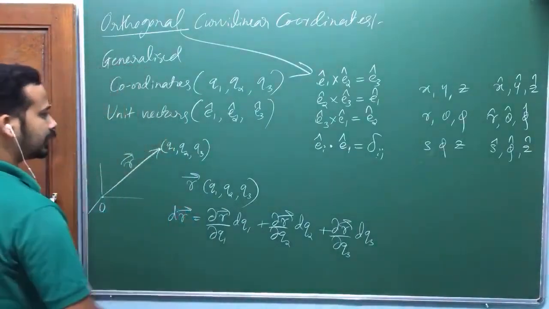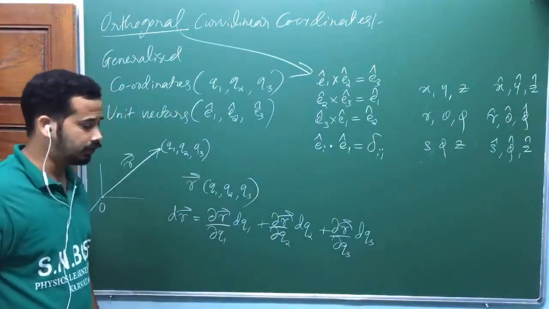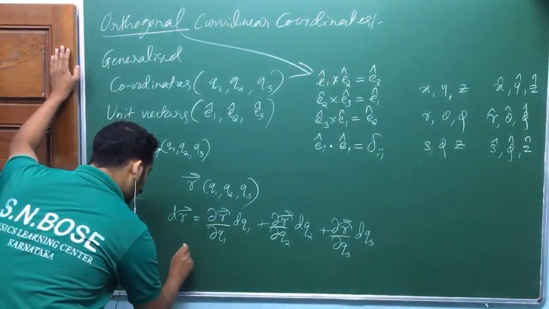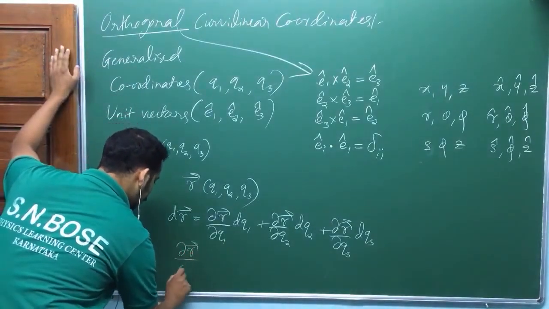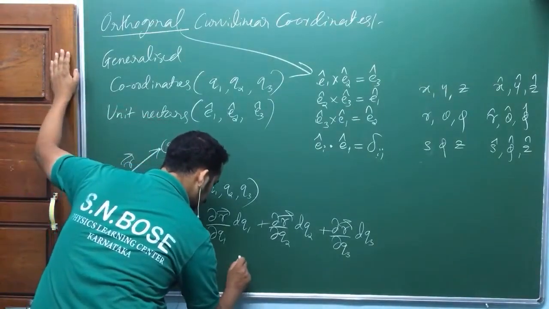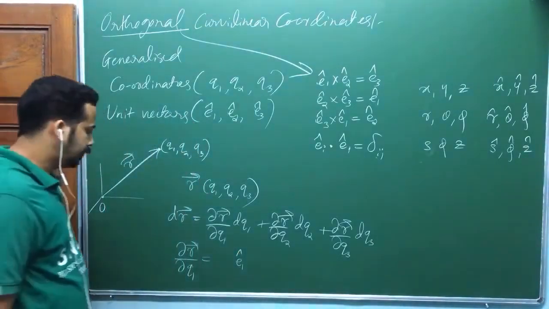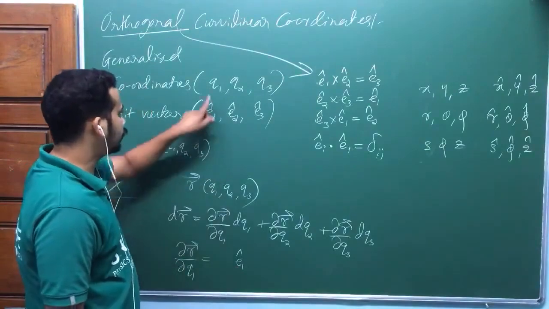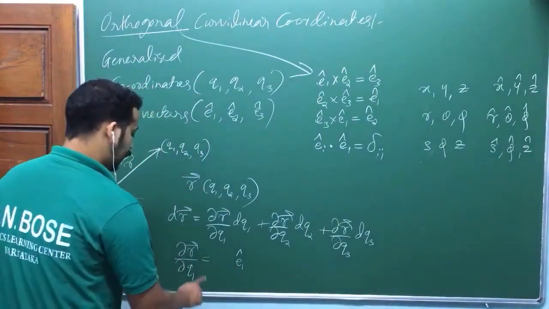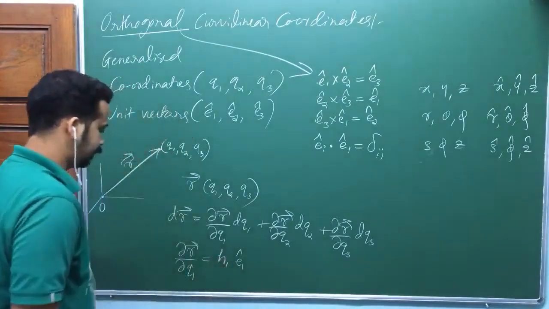I think I will take whatever I'm going to write now as a definition. Just see Weber for more logic. This is dou r by dou q1. It is along E1 cap, the unit vector corresponding to this coordinate. And the proportionality factor, we write it as H1.